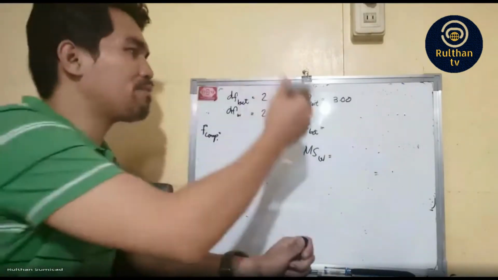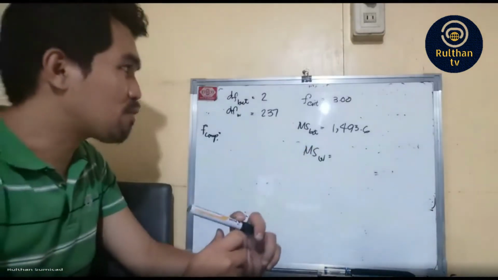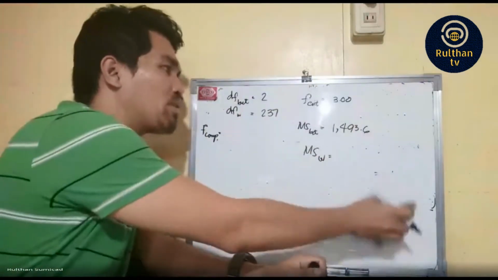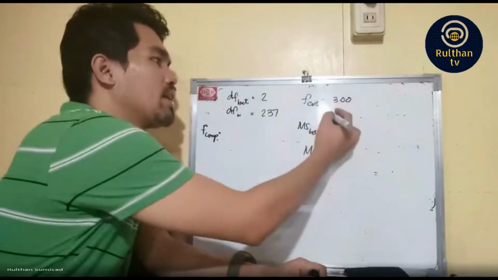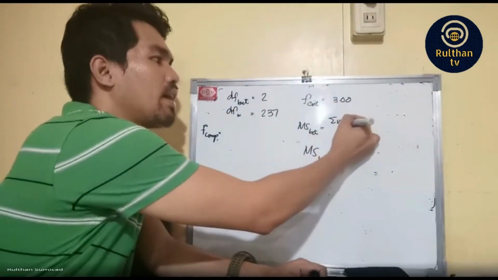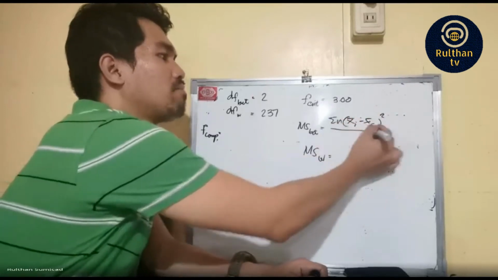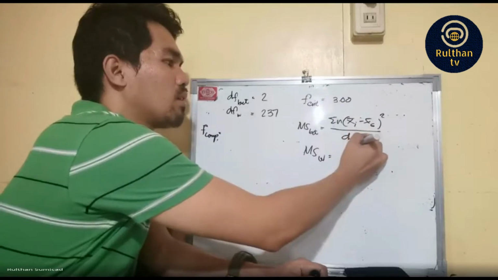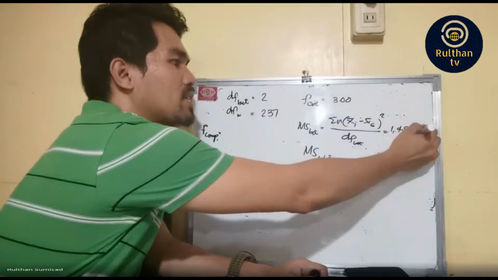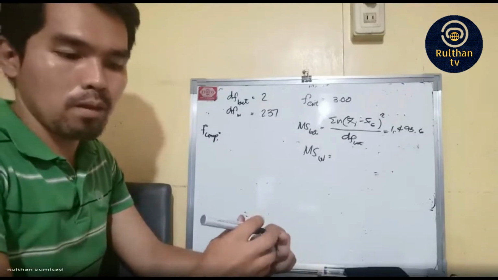The answer here for the MS is 1,493.6. Of course, for the MS between, don't forget our formula is simply the summation of n, x bar i minus the grand mean squared, divided by the degree of freedom between, which gives us 1,493.6. That is the MS between. What about the MS within? What's the answer?